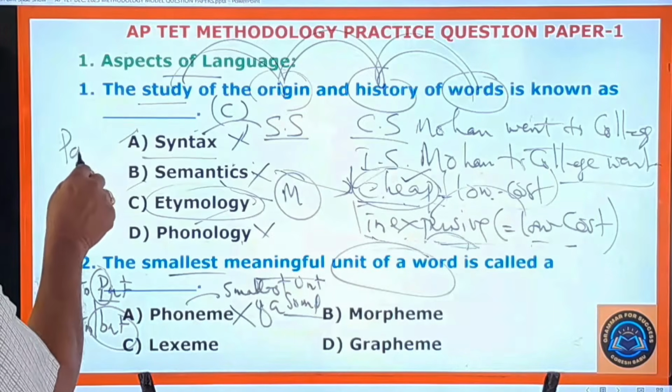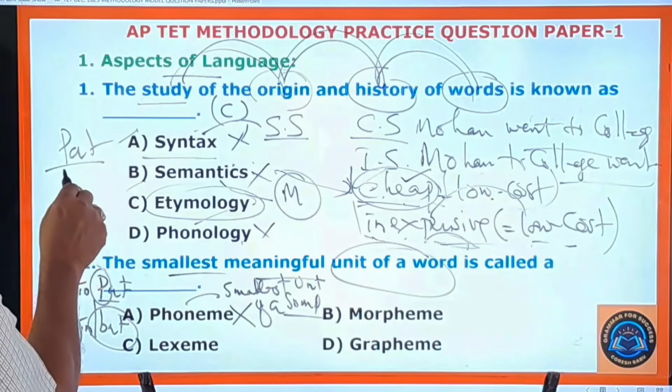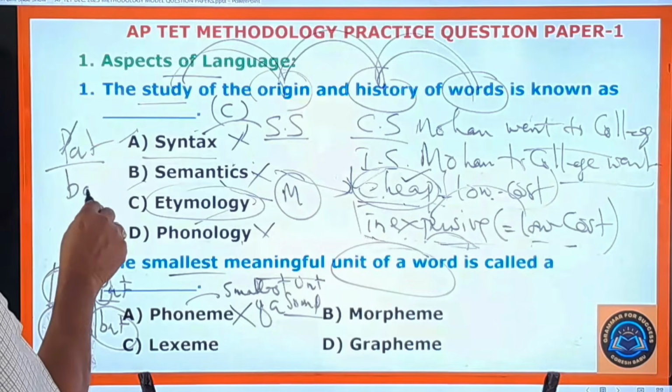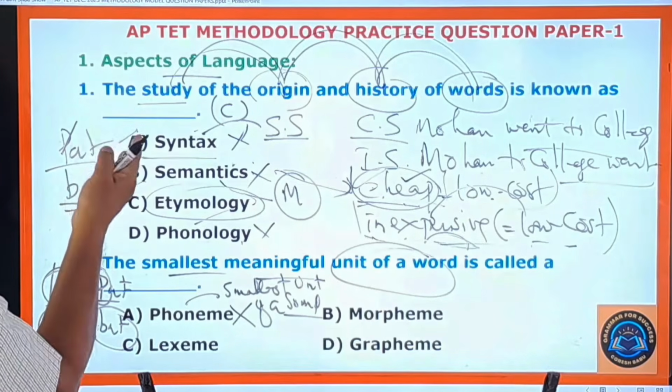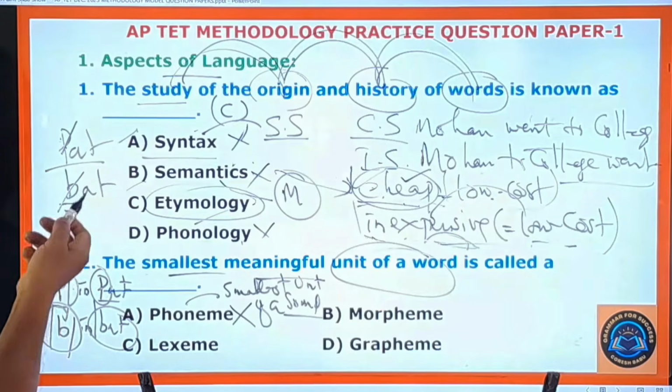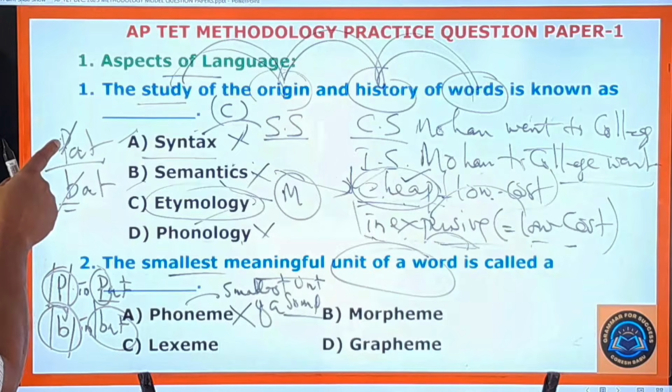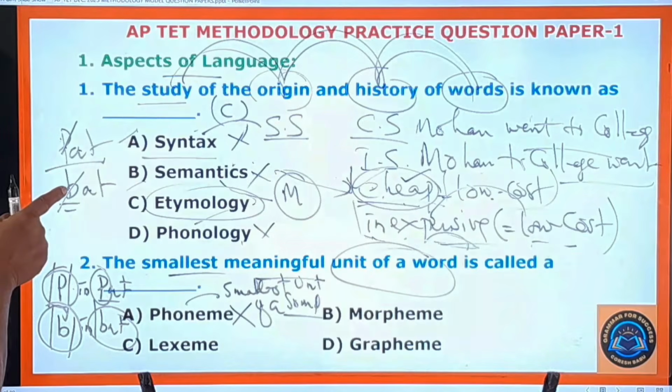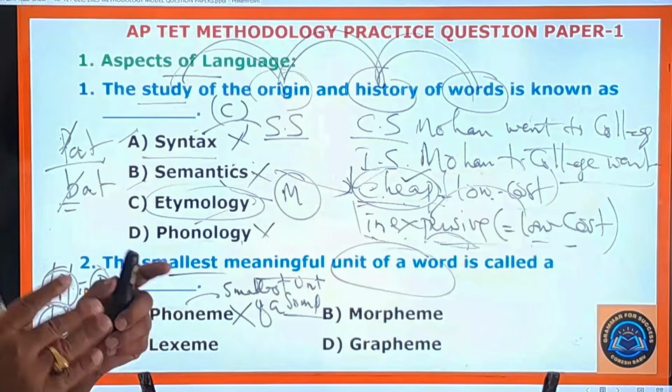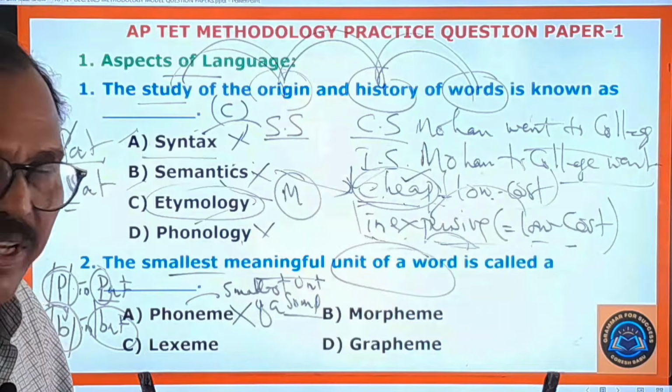For example, pat is there. And if you change this P, it becomes bat. Pat is different, bat is different. Only one letter is different. So this P is a phoneme and this B is a phoneme. A phoneme is nothing but a distinct sound in the language, right?